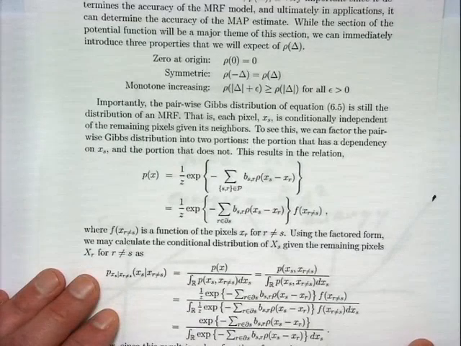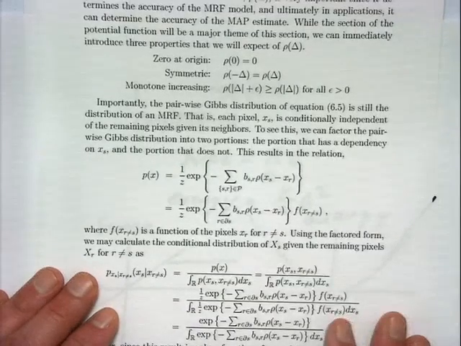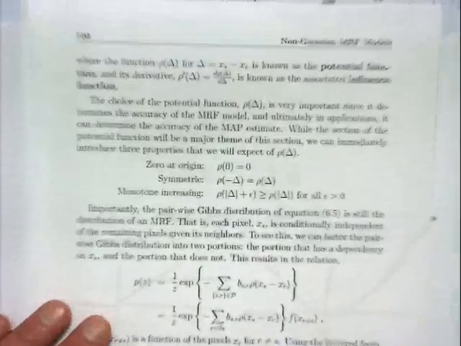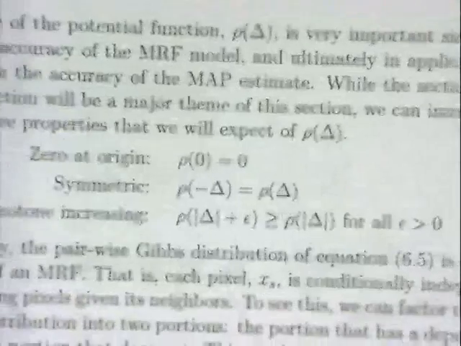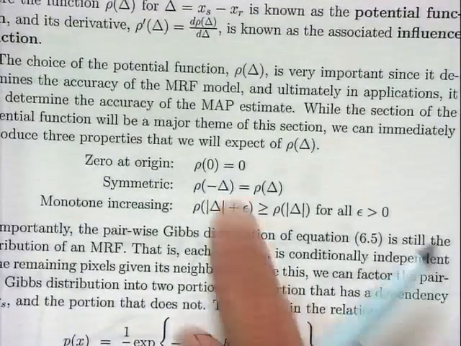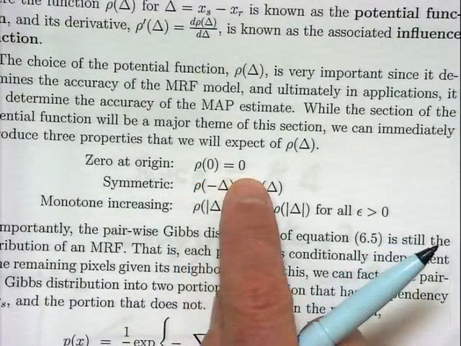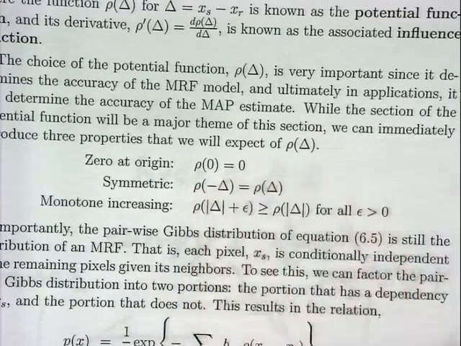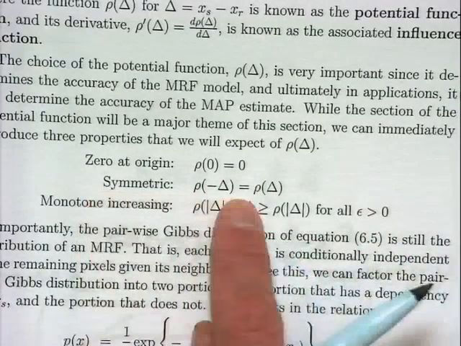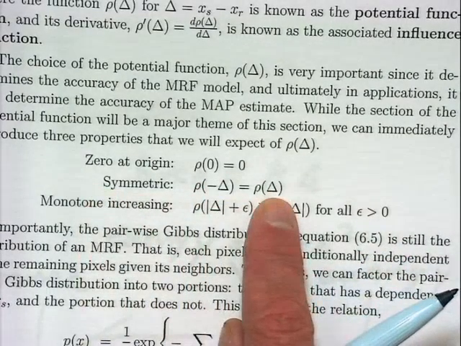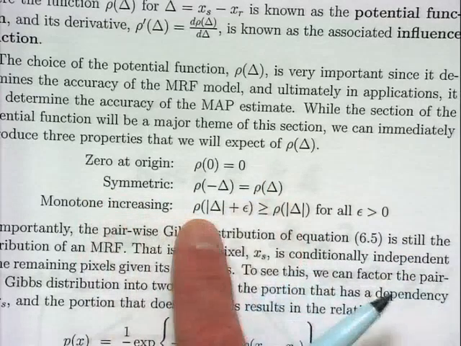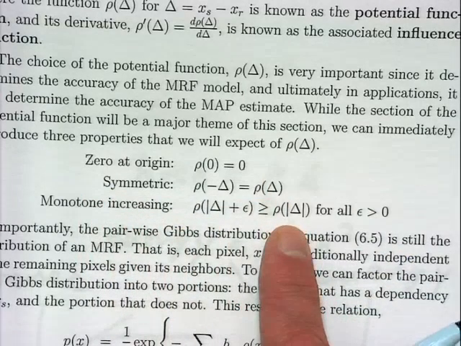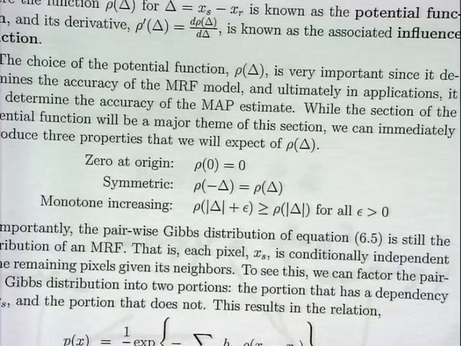And when you do that, typically here are some criteria you apply when you pick these functions. One is that you want rho of 0 to be 0. That's not much of a constraint. That's just a normalizing factor. It doesn't really matter, but it makes things simpler to express. Okay, you want it to be a symmetric function, typically, and you want it to be monotone increasing. It doesn't actually have to be, but that's a typical choice.